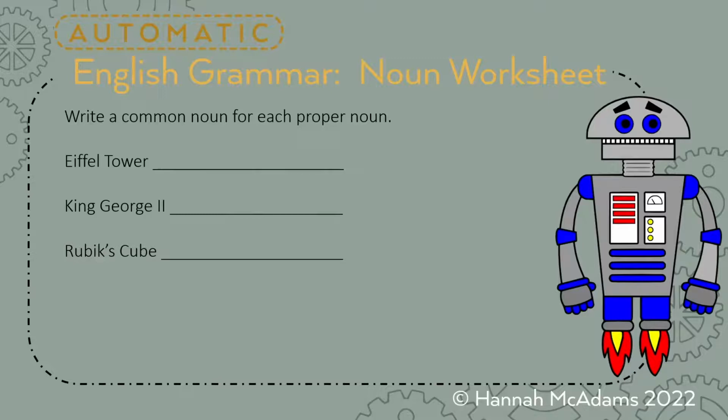So this is the opposite. So I have Eiffel Tower. So you could pick several things, but you could say building or tower or monument, maybe. I think I said building. But any of those would be a common noun for Eiffel Tower, okay? So King George II, what could that be? Right, you could say person or king, that kind of idea, okay?